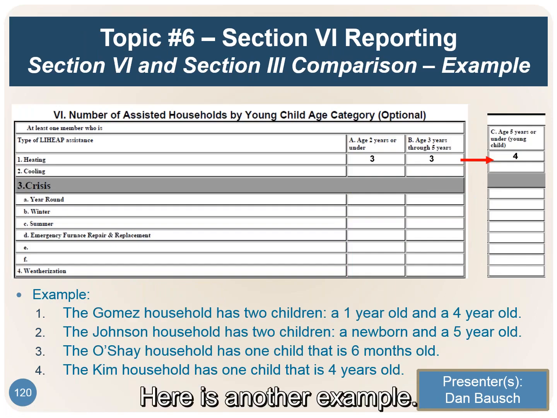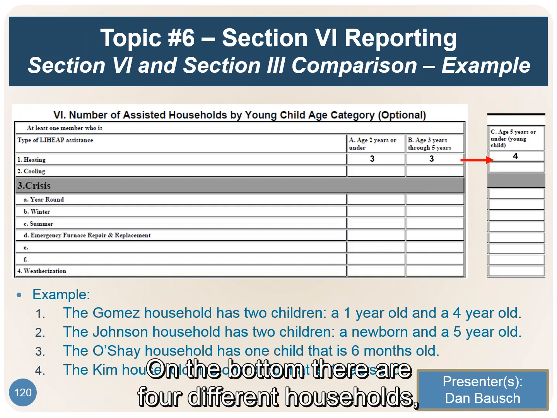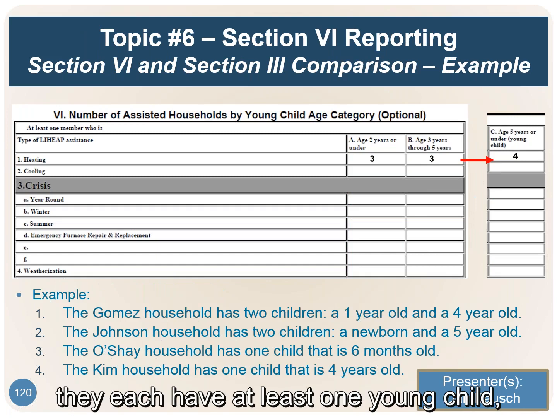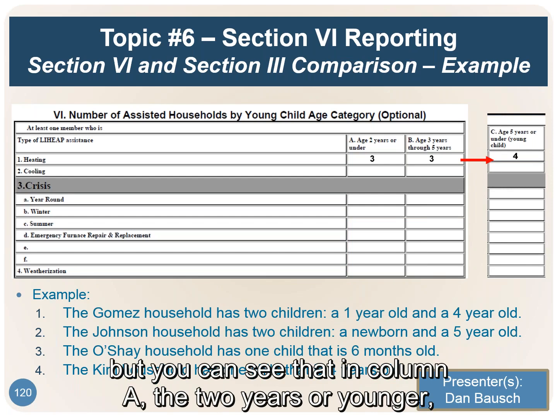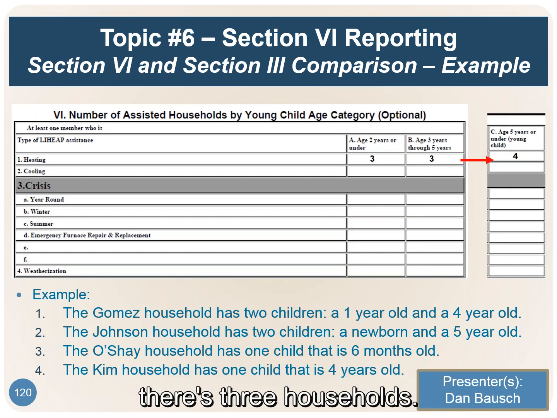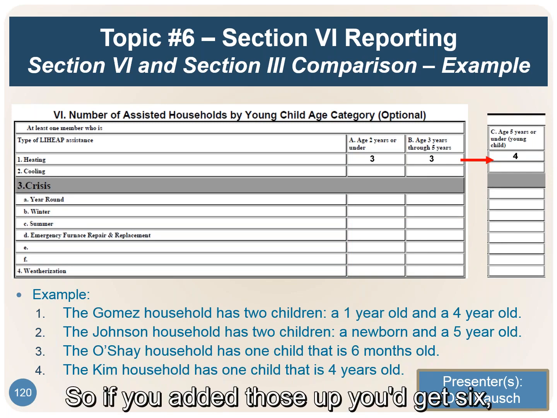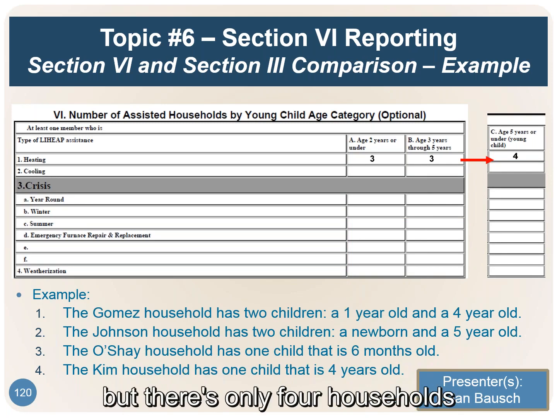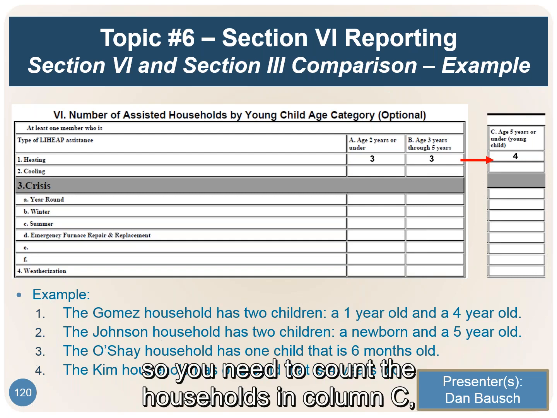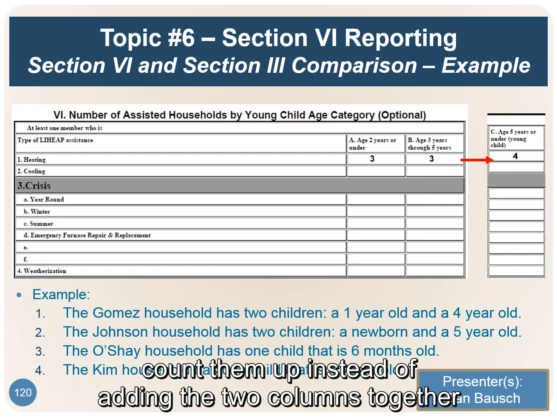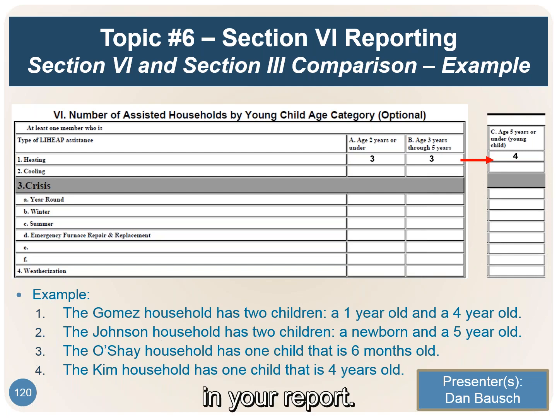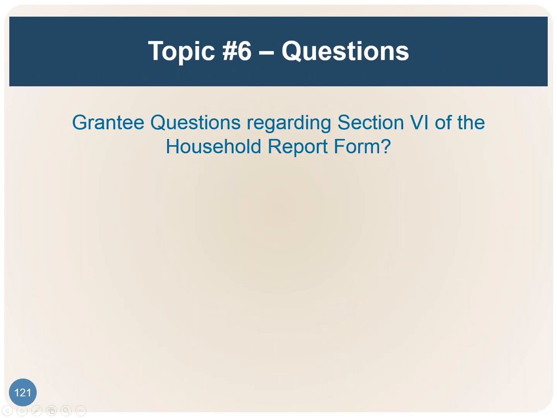Here is another example. On the bottom, there are 4 different households. They each have at least one young child. But you can see that in column A, the 2 years or younger, there are 3 households. Column B, 3 to 5 years, there are 3 households. So if you added those up, you'd get 6. But there are only 4 households, so you need to count the households in column C instead of adding the 2 columns together in your report.